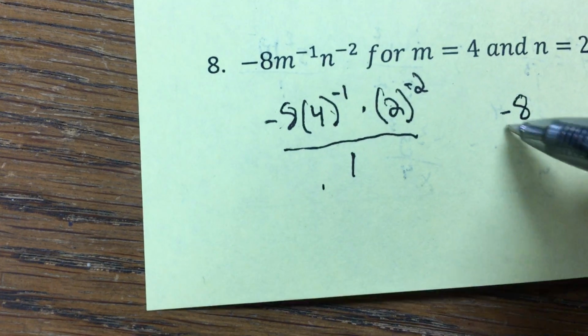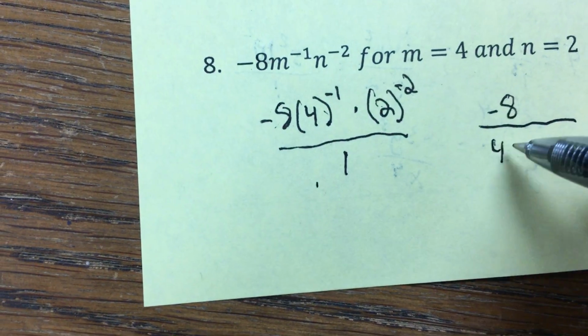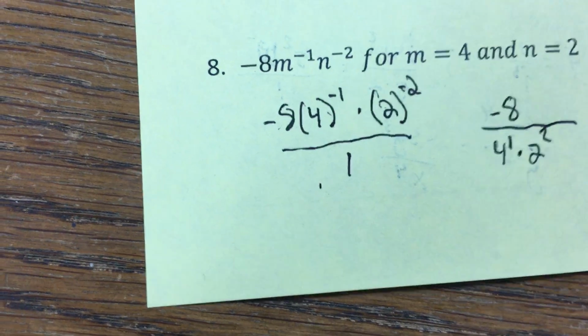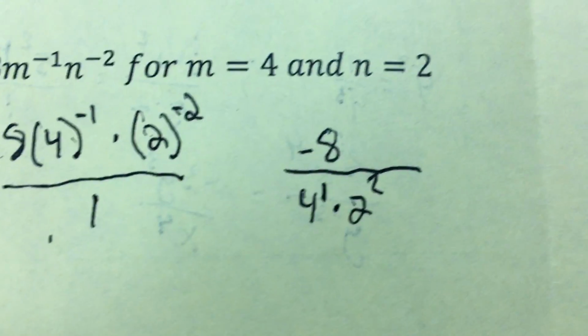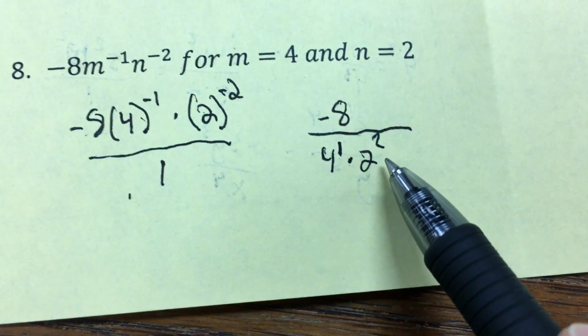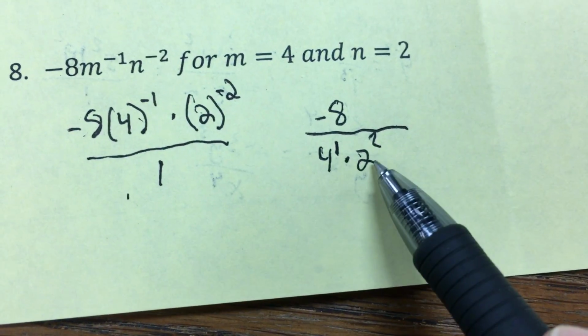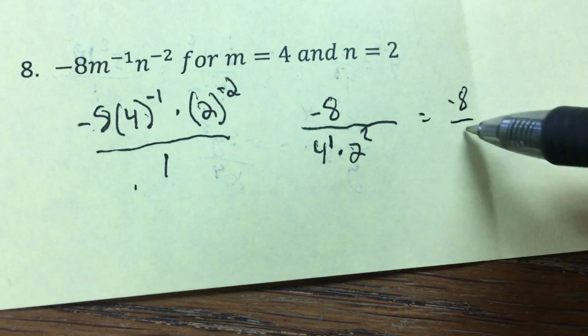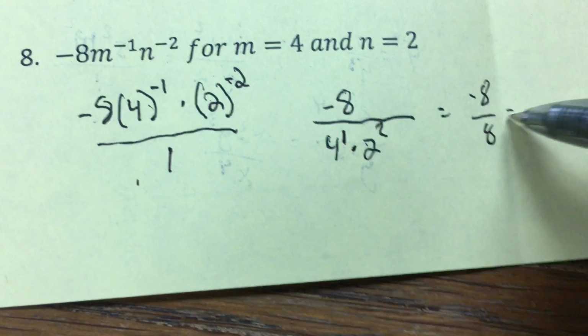So we end up with -8 over 4 to the 1 and 2 to the 2. Okay? 4 to the 1 is 4, 2 to the 2 is 4. So we have 4 times 4, which is 16. So we end up with -8 over 16, which we know is -1/2.